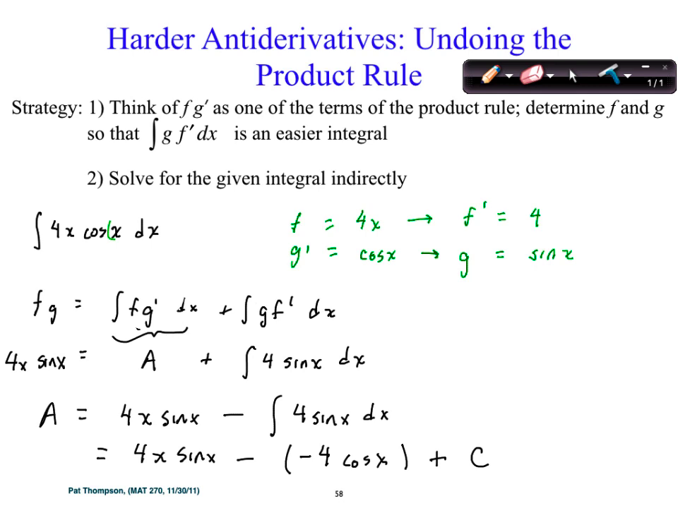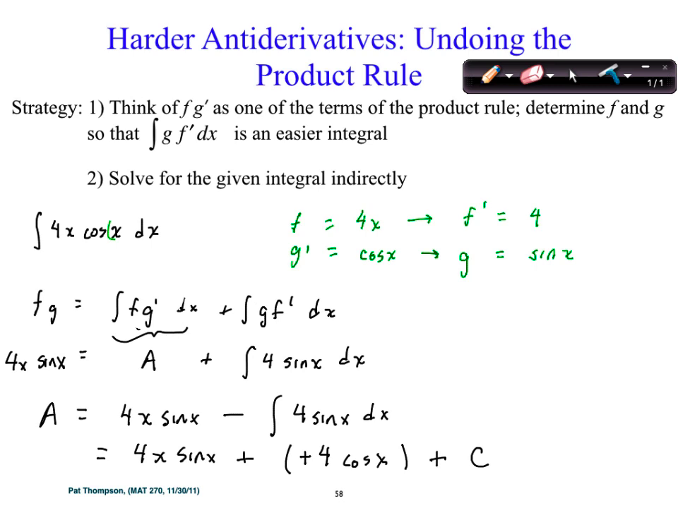Any questions? Did you follow? Yes, sir? How do we know that we chose the correct f? Because this was doable. If the other integral is something easy or easier, that indicates that we chose correctly. So if we got 4 sine x, then yes, we can do that very simply, and then we got it.